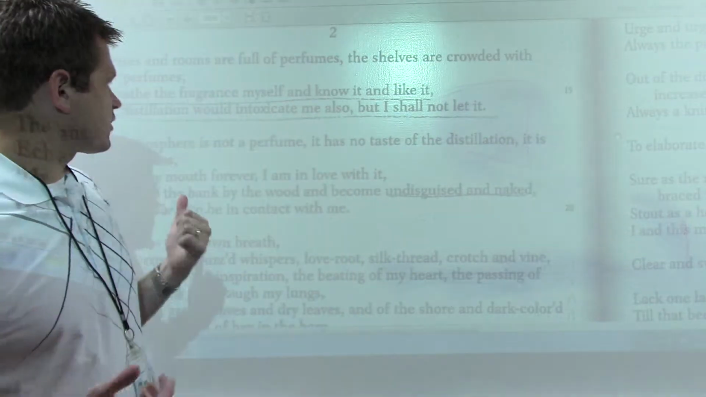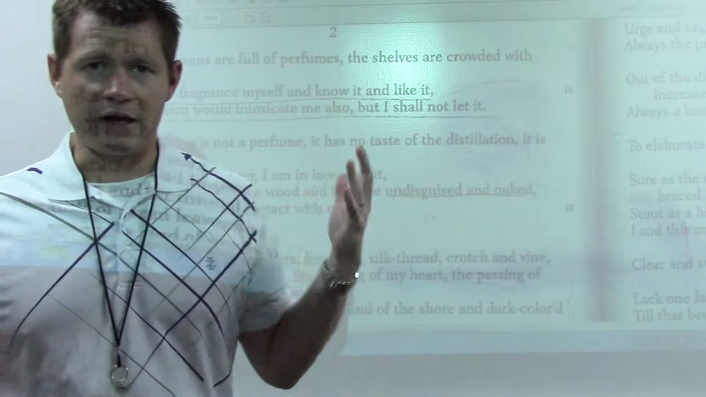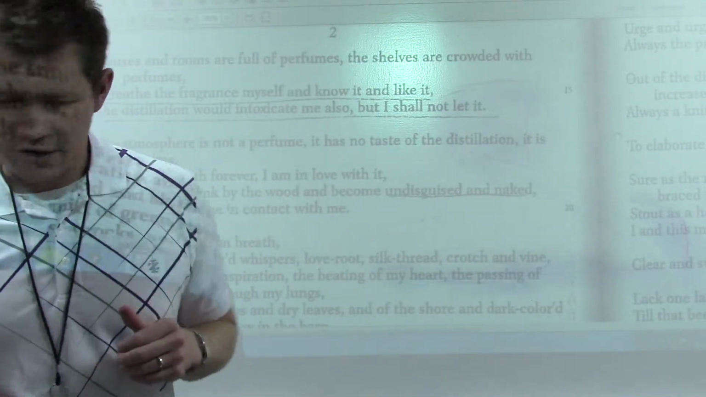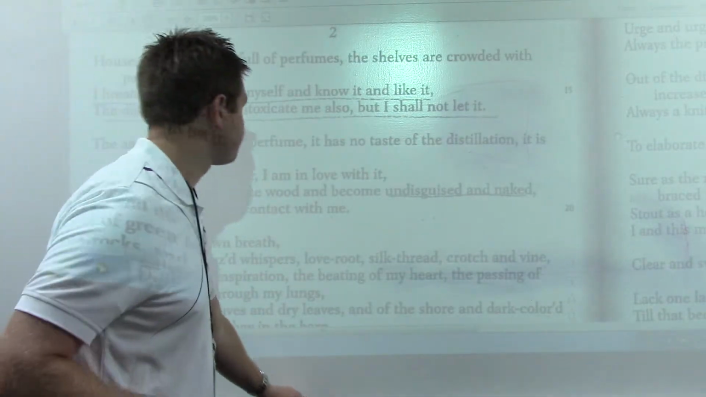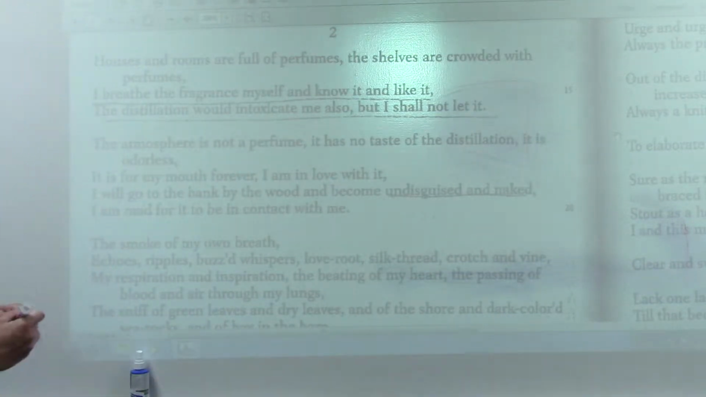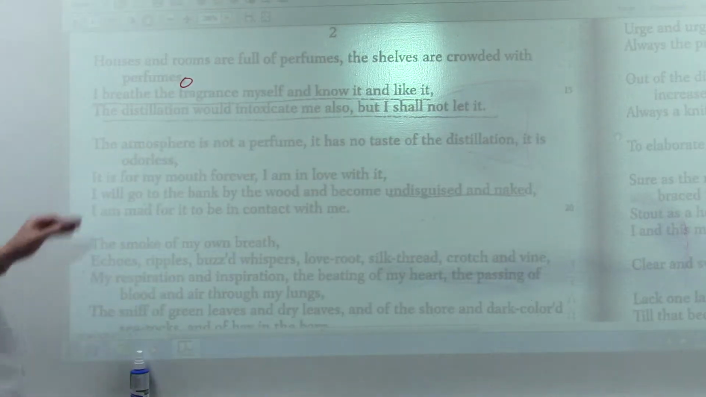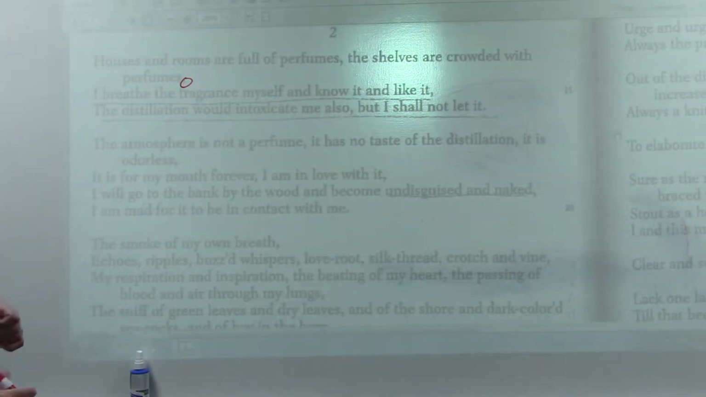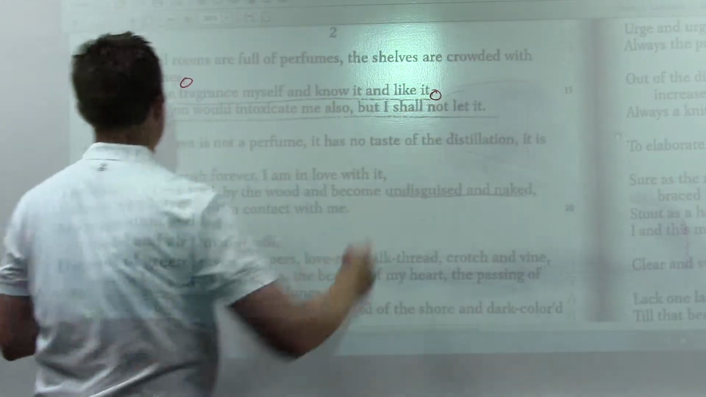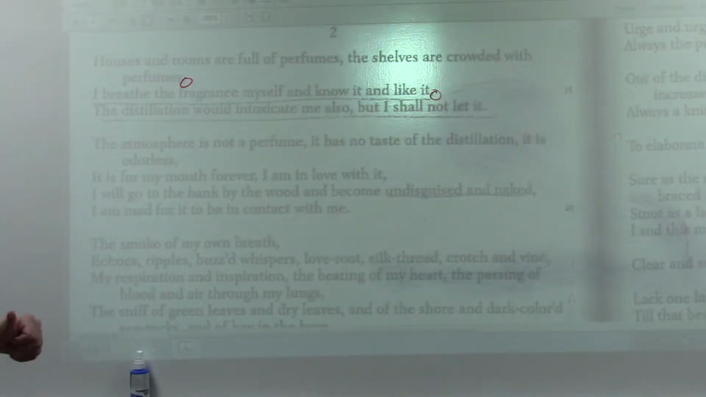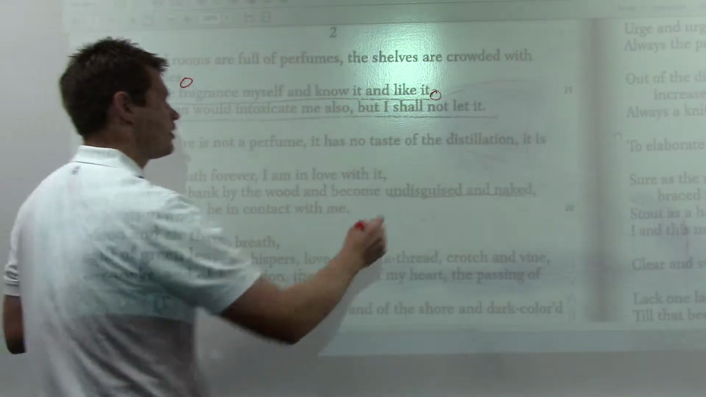If we take a look at section 2 of Song of Myself, it could really be any section, we'll notice that a lot of these lines are end-stopped. I think they all are. Houses and rooms are full of perfumes. The shelves are crowded with perfumes. End of line, comma, end stop. I breathe the fragrance of myself, and know it and like it, comma, end stop. The distillation would intoxicate me also, but I shall not let it, period, end stop.